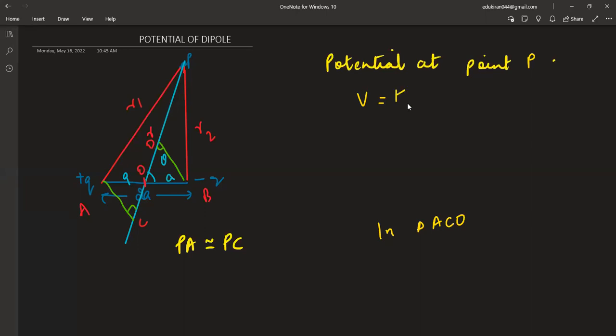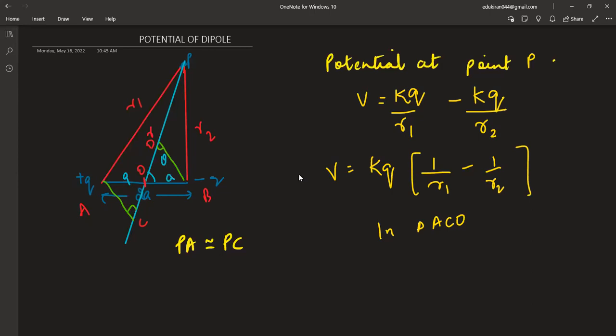So K, what is the charge? Q, by the separation, that is R1. And what is this? It is a negative charge. Remember, we have discussed that potential is a scalar quantity, so you have to put in the sign. That becomes minus KQ by R2. Let's do one thing: let's take KQ common. So we are left with 1 by R1 minus 1 by R2.